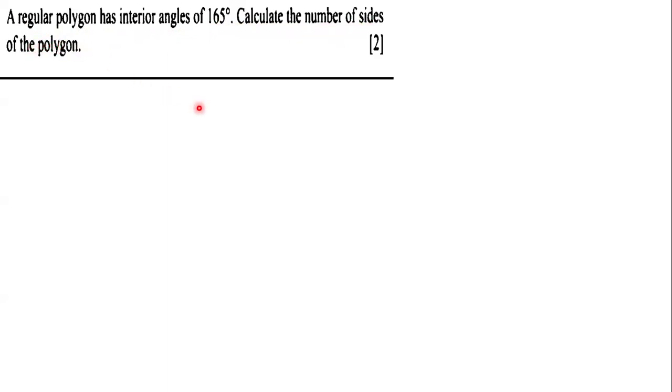And so in order to do this, we're going to use this formula, which states that the interior angle is going to be equal to 180, open bracket, n minus 2, all over n, where n is the number of sides and the interior angle is here.